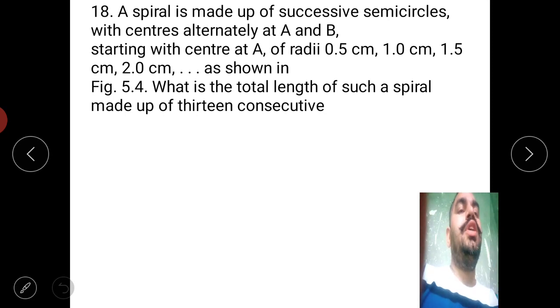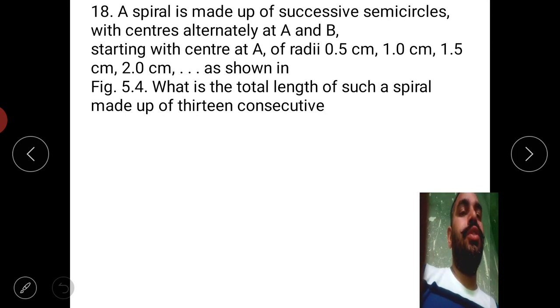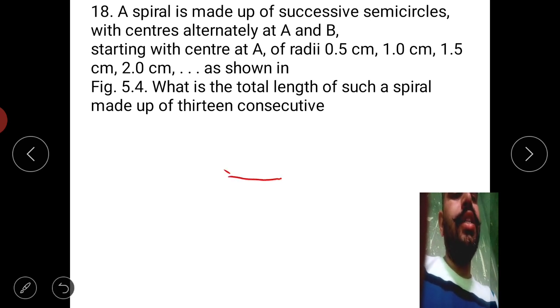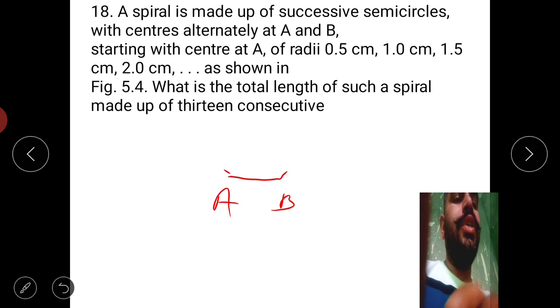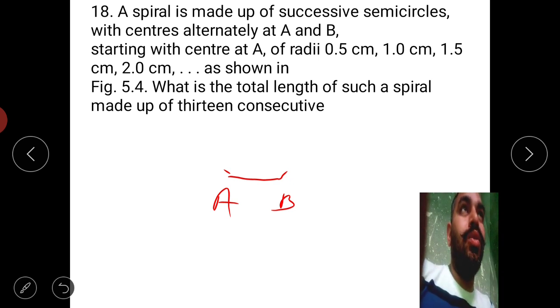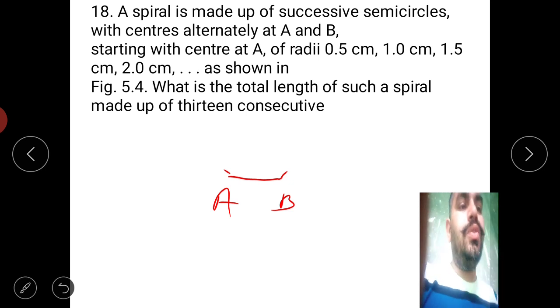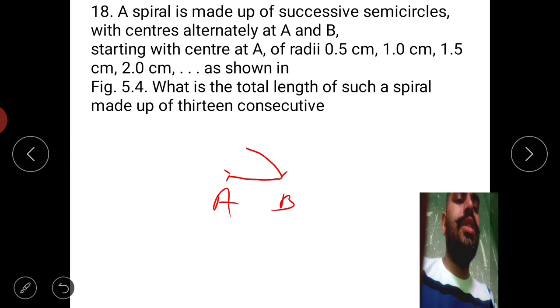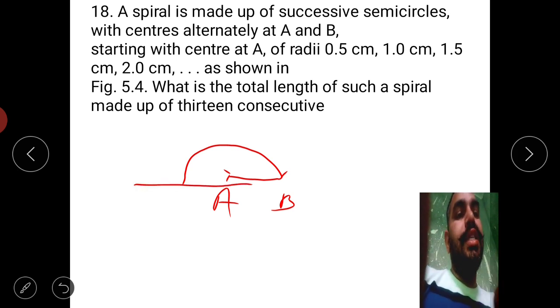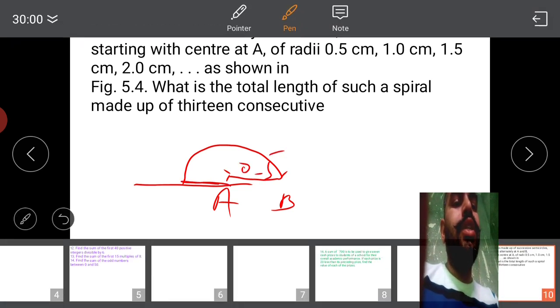A spiral is made of successive semicircles. Very important question, and try to understand that there are two centers, the center A and the center B. So this is A and center B, and it is said that semicircles with center alternately A and B. पहले हमने सेंटर A को लेना, फिर सेंटर B को, फिर सेंटर A को, फिर सेंटर B को. Now center A से radius हमने start की 0.5. Suppose this is 0.5, this is A, and assuming B as a center, so B से radius 0.5, this one and this one is diameter 1, and we have to select 1.